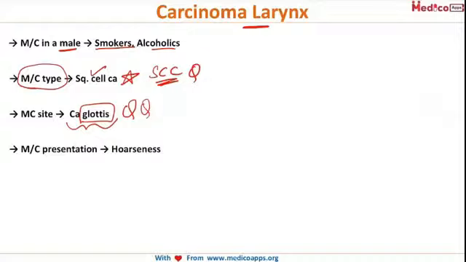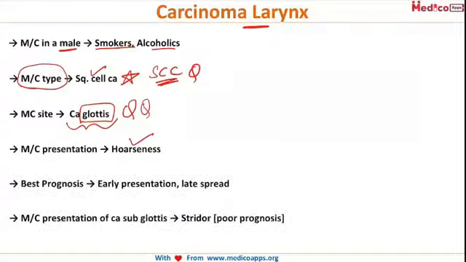Of course, whenever the glottis is involved, we know that it presents with hoarseness. So the most common presentation of carcinoma larynx will be hoarseness. Now let's look at the prognosis. The best prognosis is obviously for early presentation and that which has a late spread.